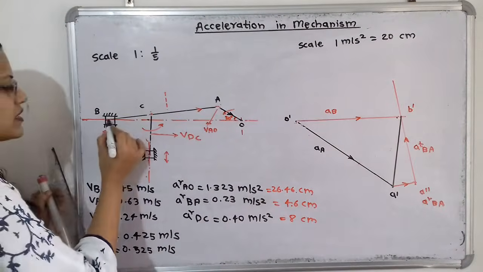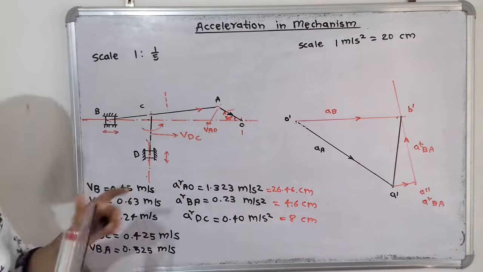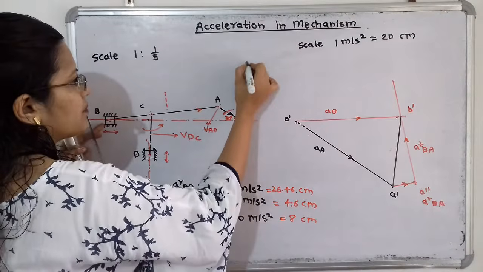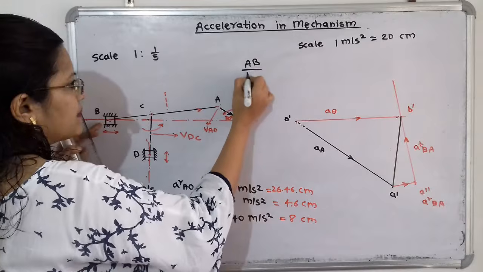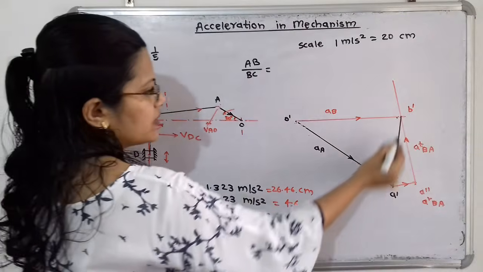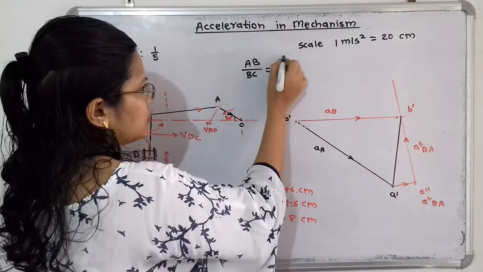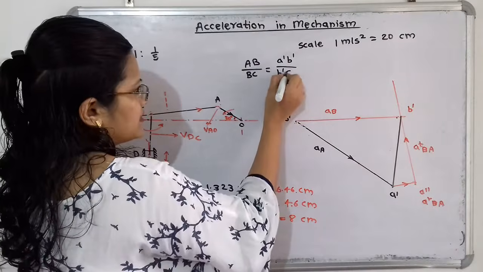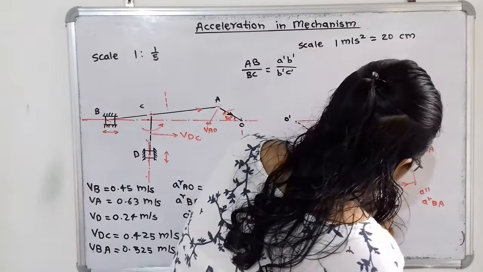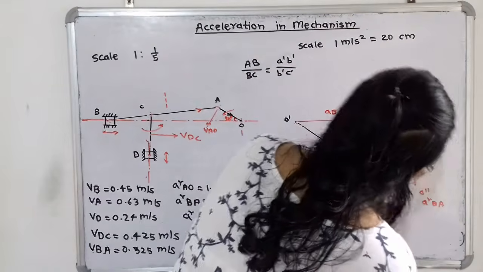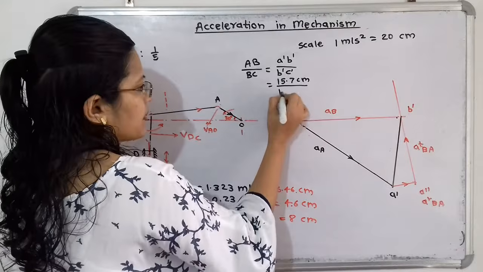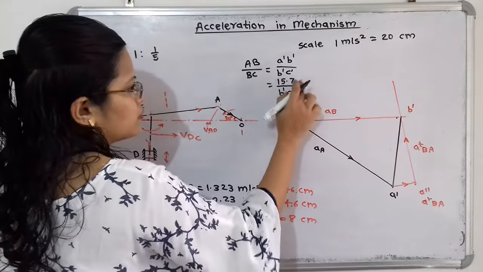Now if we observe on this link AB, there is the point C. So we have to decide where is the exact location of this point C. So I will take ratio, that is AB divided by BC. So in this diagram, AB divided by BC, which is equal to, in this diagram we have to take A dash B dash divided by B dash C dash. So here we can measure this A dash B dash. It is 15.7 centimeter divided by B dash C dash. So here the unit is centimeter, so I will not be taking it.